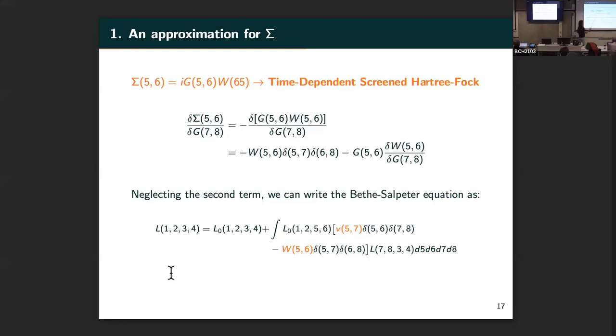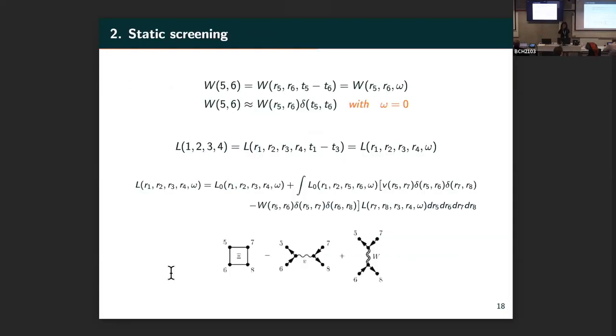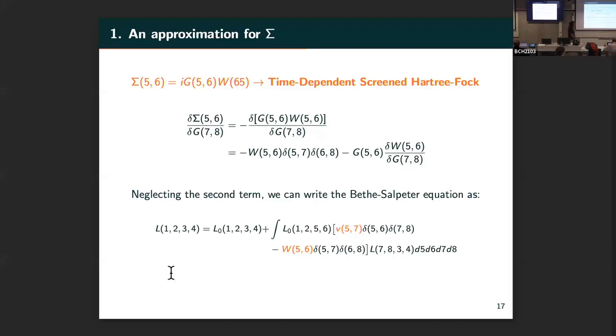Okay, so with this definition, we can rewrite the Bethe-Salpeter equation, and now we have our Coulomb interaction in here and our screened Coulomb interaction in the second part. And we have to do further approximations, because if you still see here, we have 4 points in space and also in time, because we haven't done anything with respect to time.